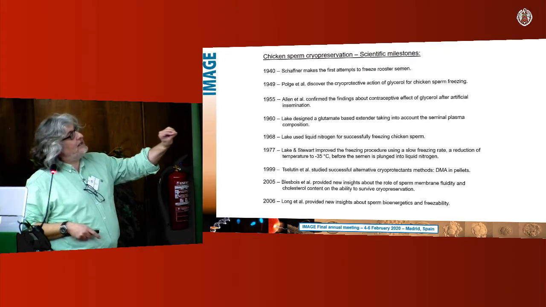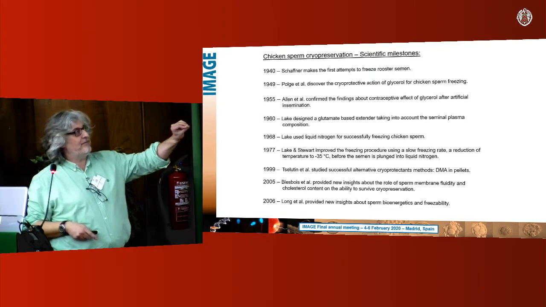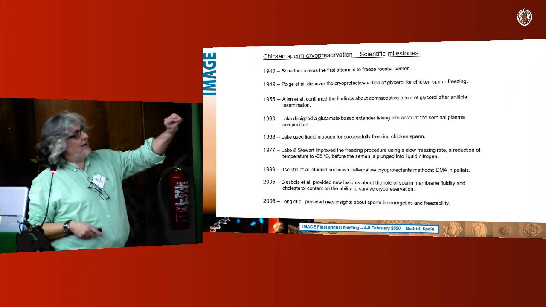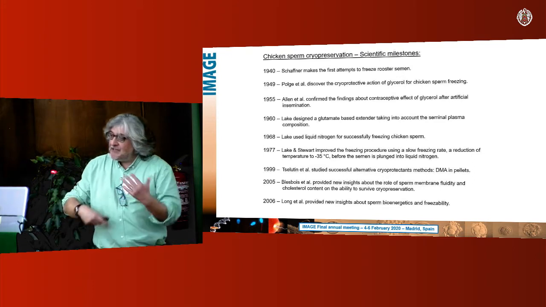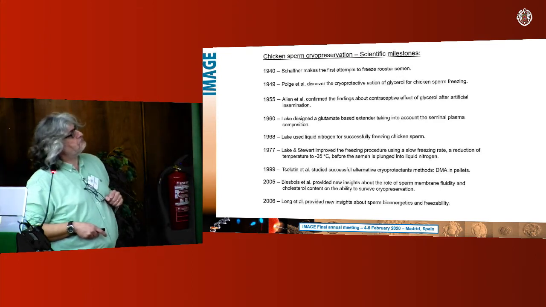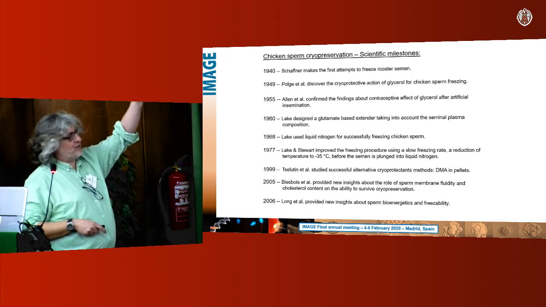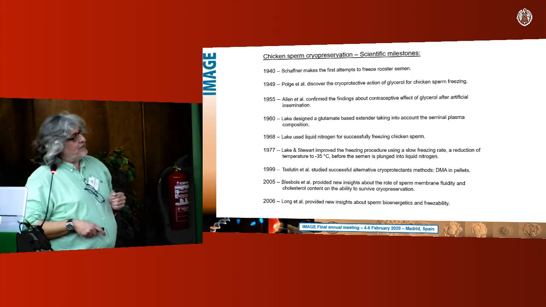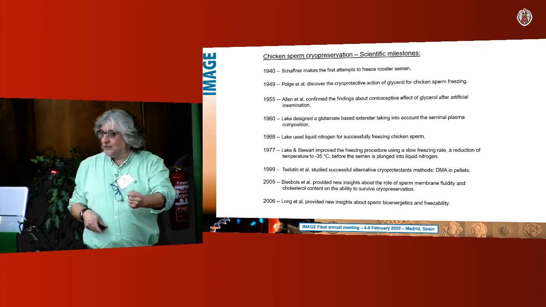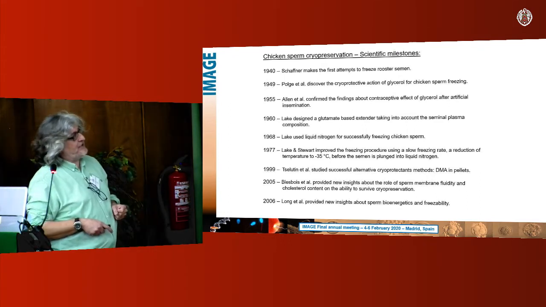In 1968, Lake used liquid nitrogen for successfully freezing chicken sperm, and in 1977, with Stewart, he proved this freezing protocol with a cooling rate. The lowest temperature is lowered until minus 35 degrees Celsius, before semen was put into the liquid nitrogen.